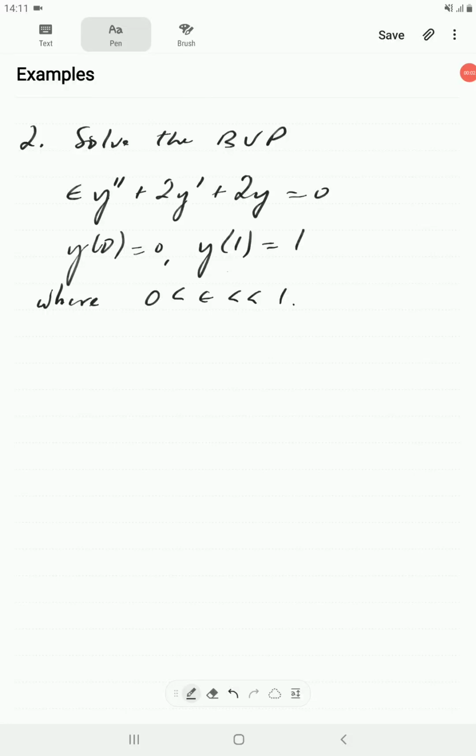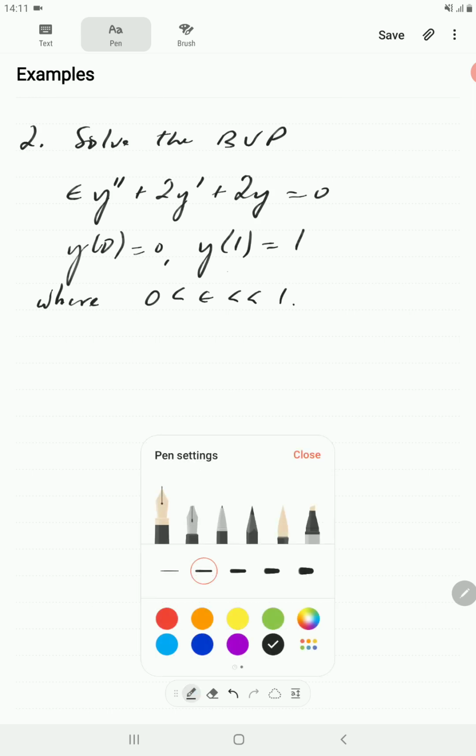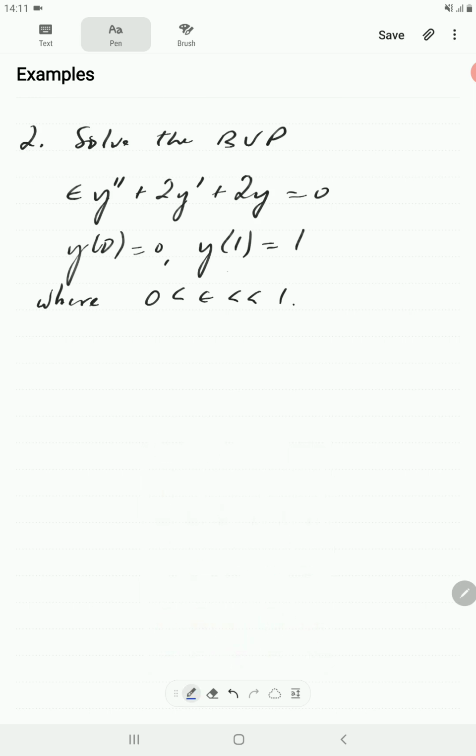Okay, in this example, we have a boundary value problem governed by a second order linear ODE. We want the solution in the domain x between 0 and 1. Epsilon is a small positive parameter. Okay, so following the same routine as before, we're going to start by working out the outer solution.